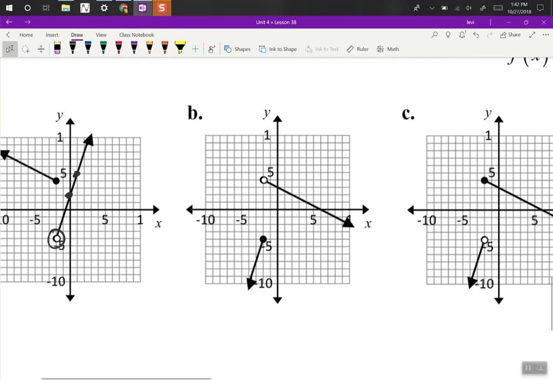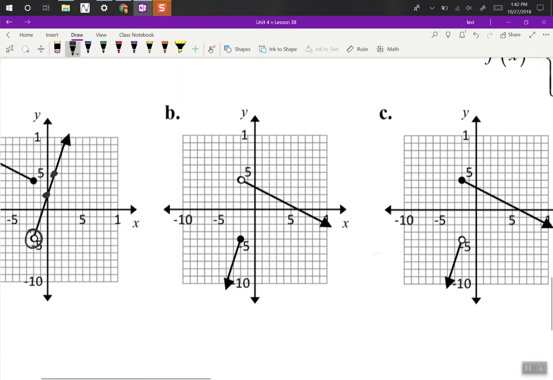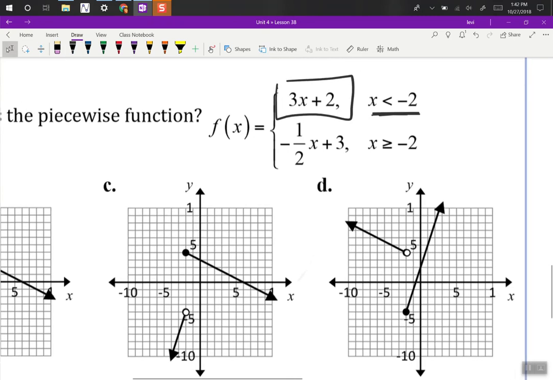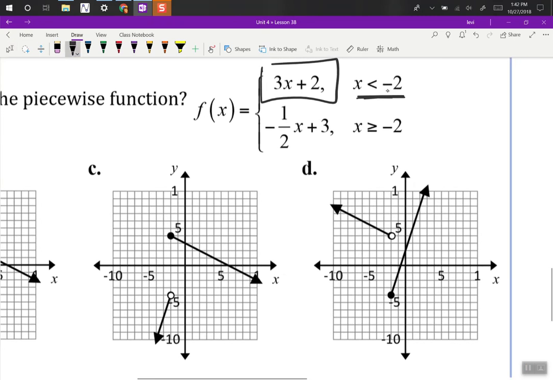But if I continued this out, 3x plus 2 less than negative 2, here's negative 2 right here. So if I went up 3 over 1, up 3 over 1, up 3 over 1, what's my y-intercept? It's at 2. So this looks right here, C does, because we're open circle here and we just want this left side of it.